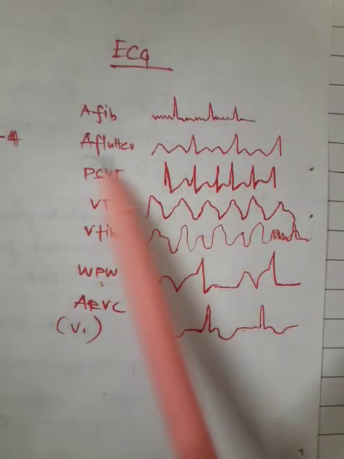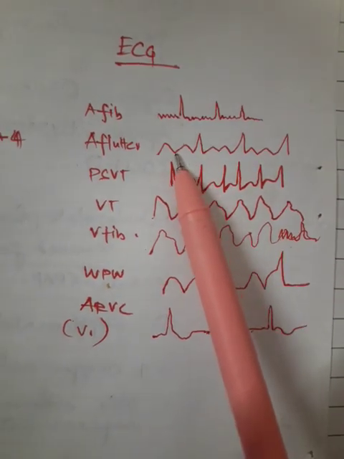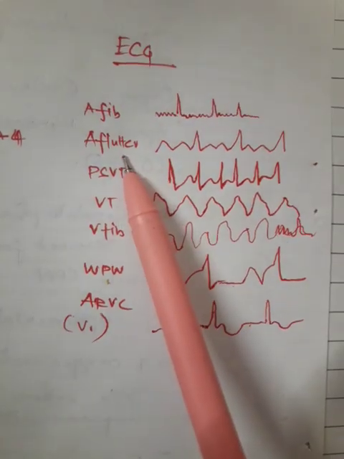Okay, this is atrial flutter, but not a single P wave. It will be more than 2 or 3 like that. P waves will be present in atrial flutter.